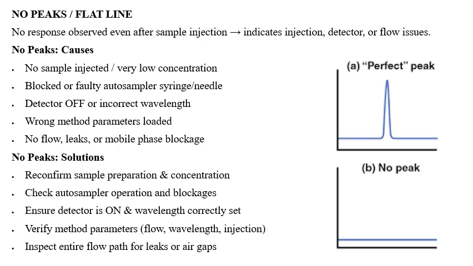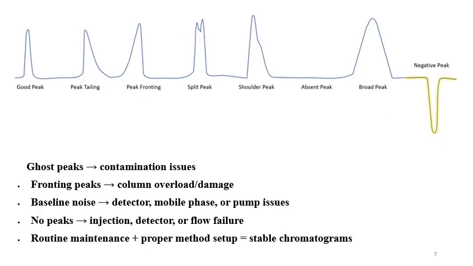So how to solve the problem of a flat line or no peak? Reconfirm sample preparation and concentration. Check autosampler operation and blockages if any, and ensure the detector is on and the wavelength is correctly set, because if your detector is not on, then it will not detect anything and you will get a flat line. Verify method parameters like flow, wavelength, injection. Then inspect the entire flow path for leaks or air gaps. Then you can get the correct peak.